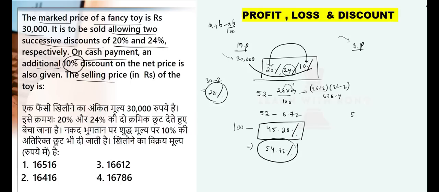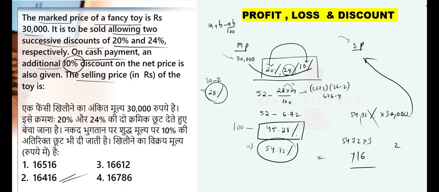So 54.72% of 30,000 is the selling price here. The percentage 2 zeros get cancelled, so our value is 5472 multiplied with 3. Unit digit 6, we have 3 options like that. So 3 times 2 is 6, 3 times 7 is 21, 2 carry forward, 3 times 4 is 12. So the last 3 digits are 416, which is option number 2.